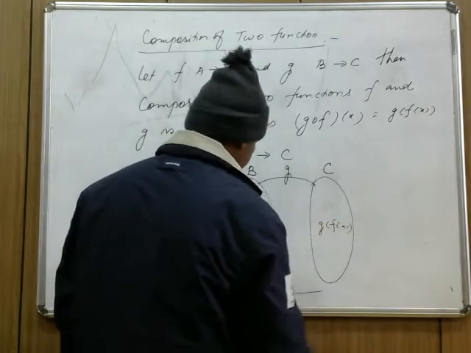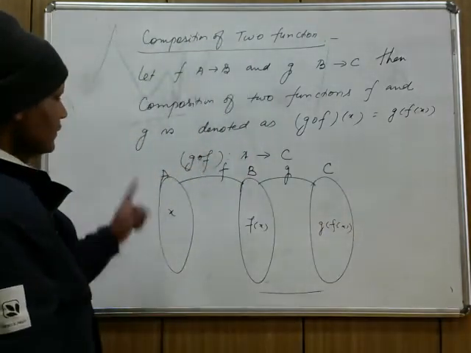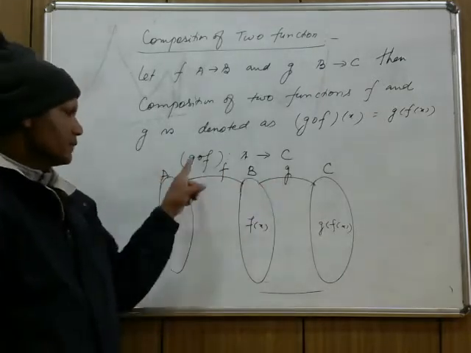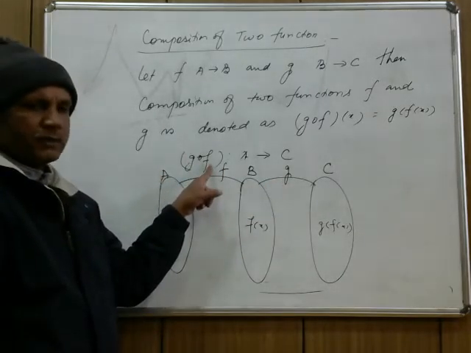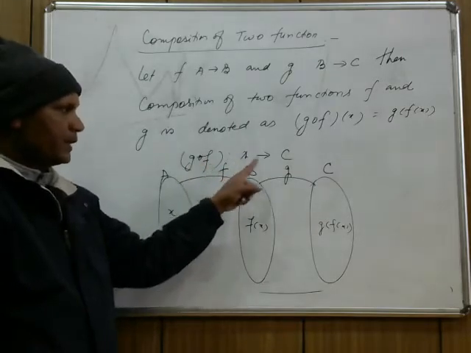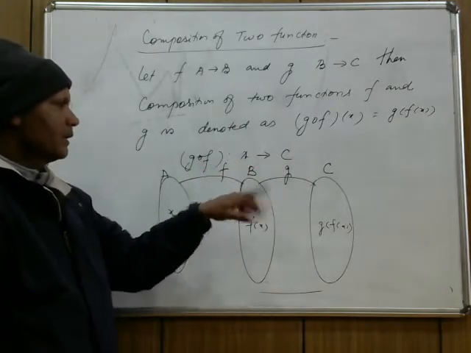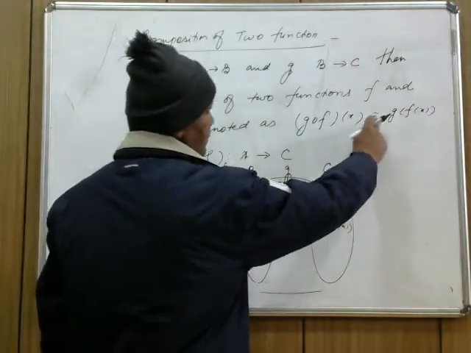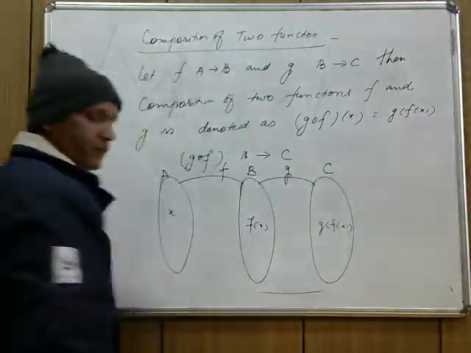That's why the composition of the function from A to C, g of f, is the composition of two functions which is from A to C, and it is defined as g of f of x is equal to g of f of x.